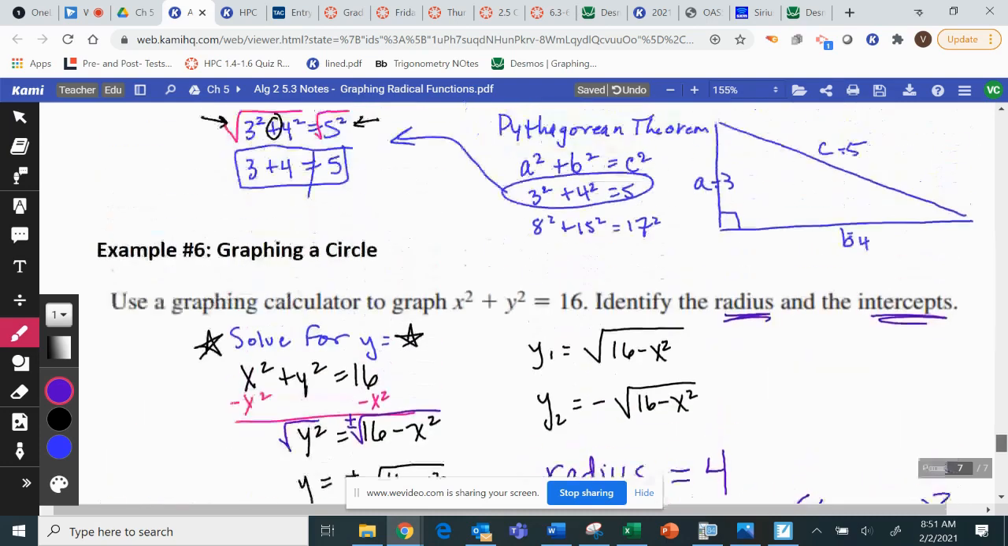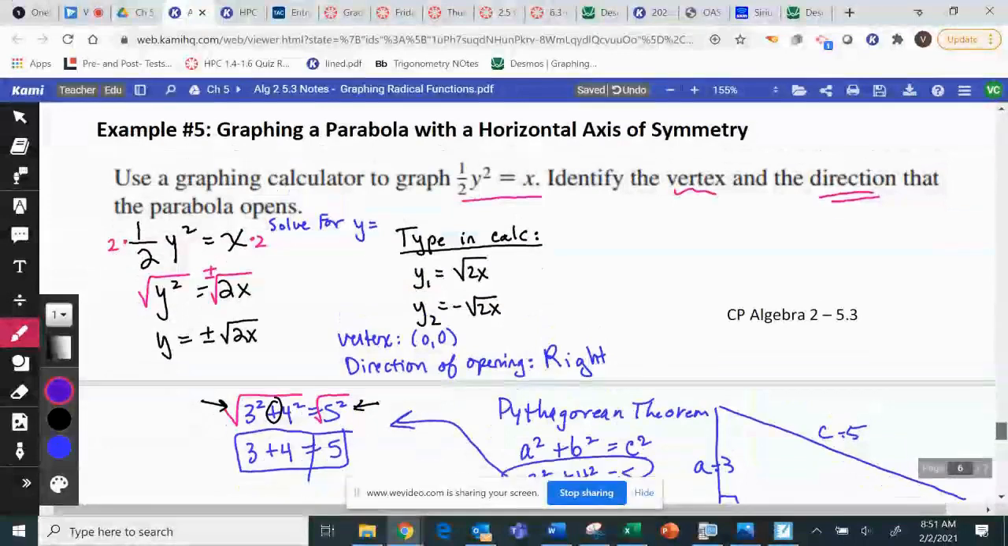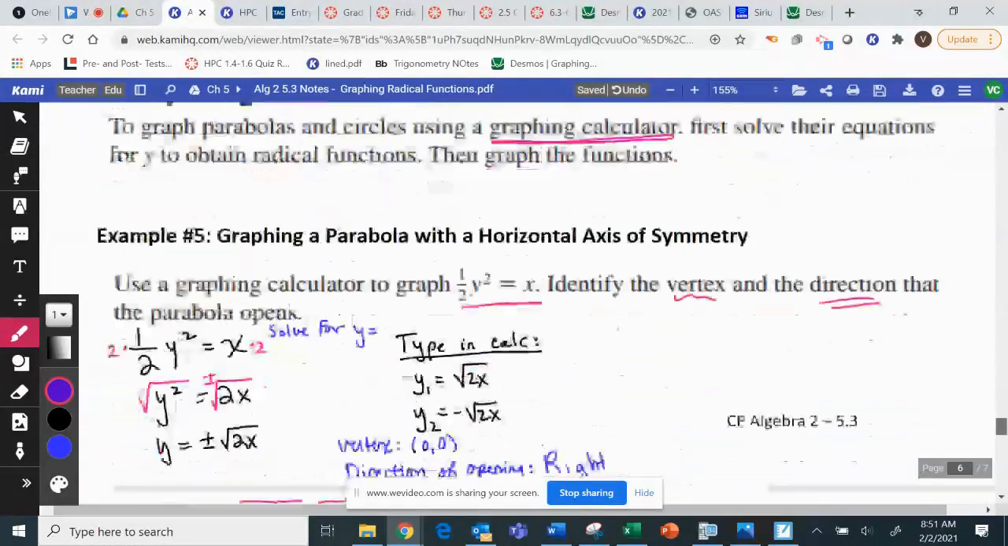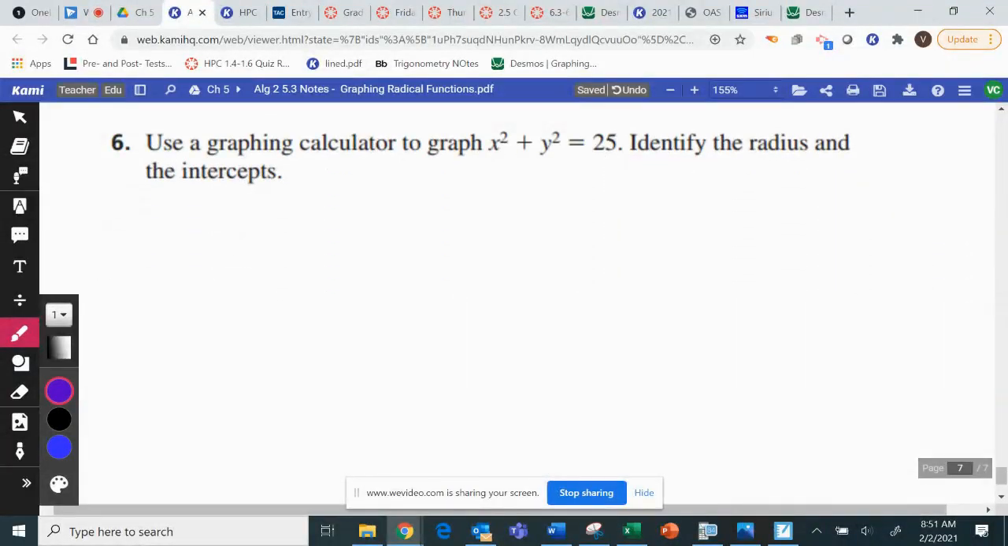So that is how you finish the rest of that first assignment. I'm going to go ahead and stop this video, and then we will open our other set of notes.